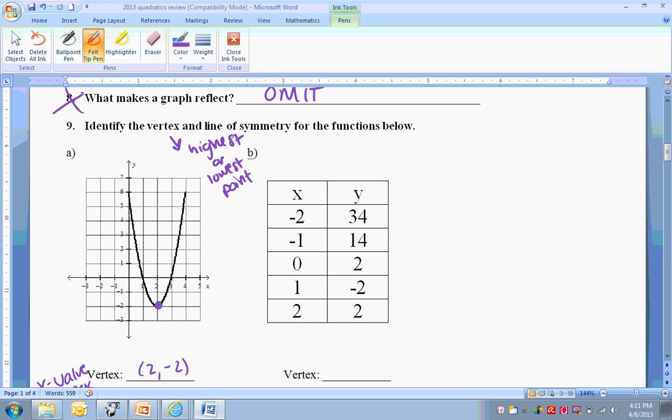Okay, now on part B, you have to notice that from 34 to 14 we're decreasing, from 14 to 2 we're decreasing. Now from 2 to -2 we're still decreasing, but from -2 to +2 we are increasing. So this is where the switch in the y values happens. That's the change in the pattern. So my vertex is always where the change in pattern happens. So my vertex is at (1, -2).